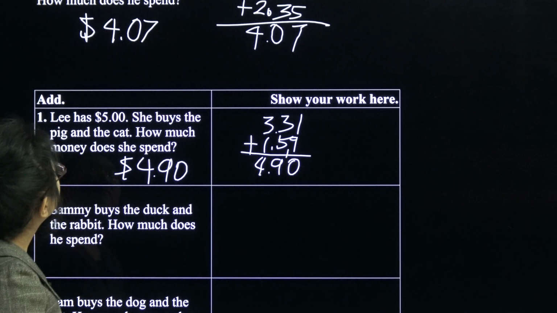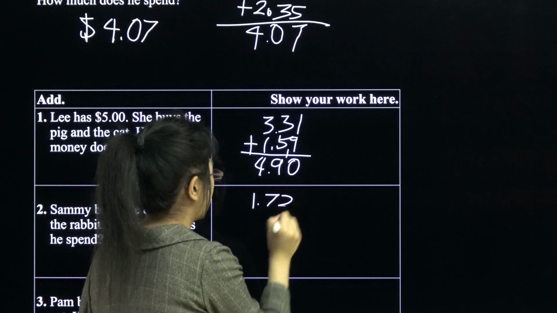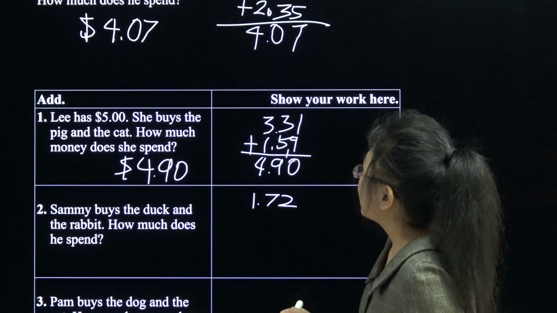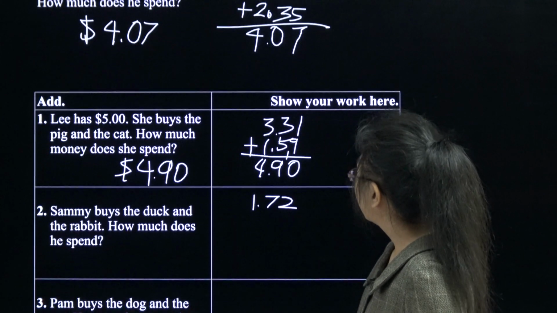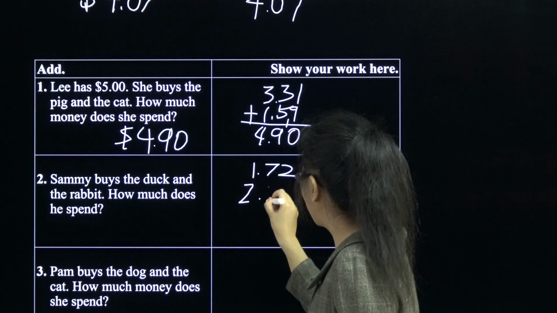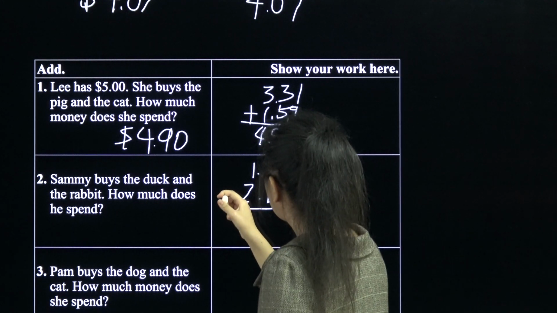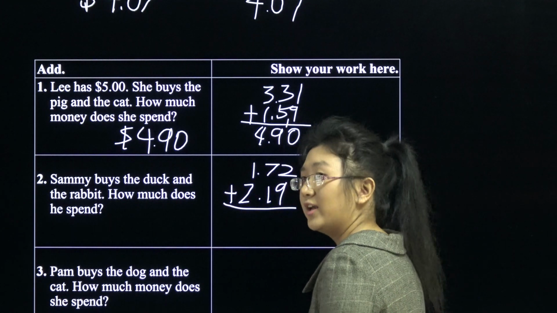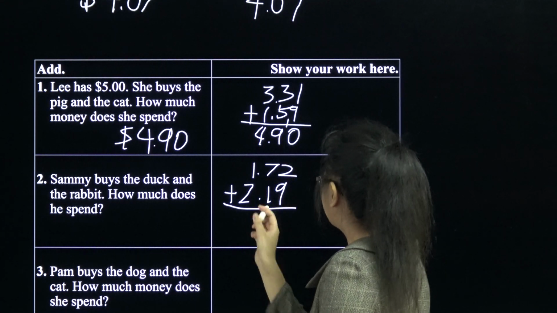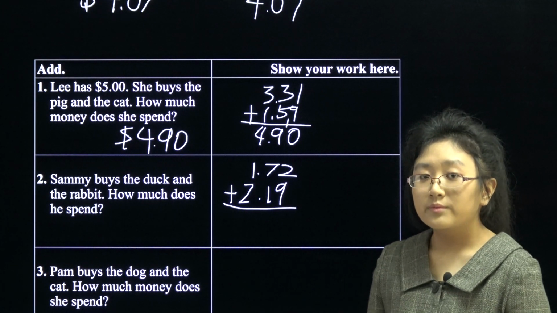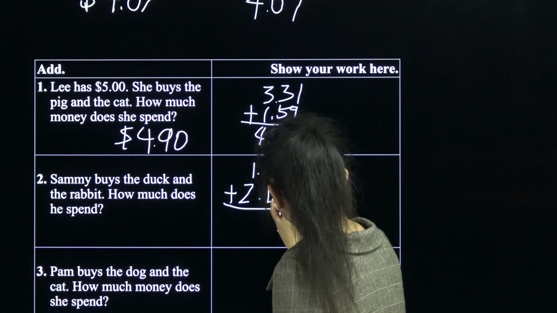Sammy buys a duck and a rabbit. How much does he spend? So if I remember correctly, the duck is $1.72. And I don't know how much the rabbit is, so I have to go and check. The rabbit is $2.19. Okay. Are the decimal points lined up? Yes. We're safe to proceed. 2 plus 9 is equal to 11. Which means that we have to regroup.